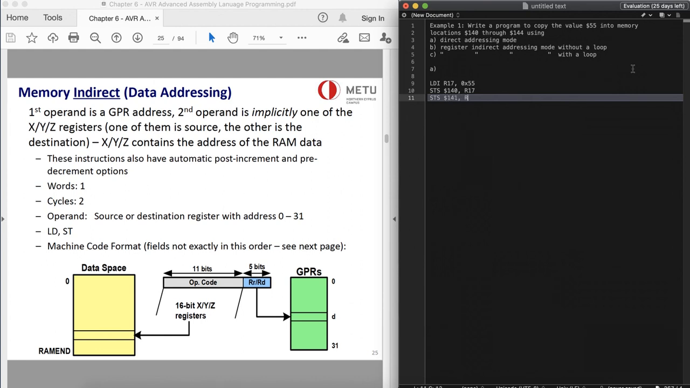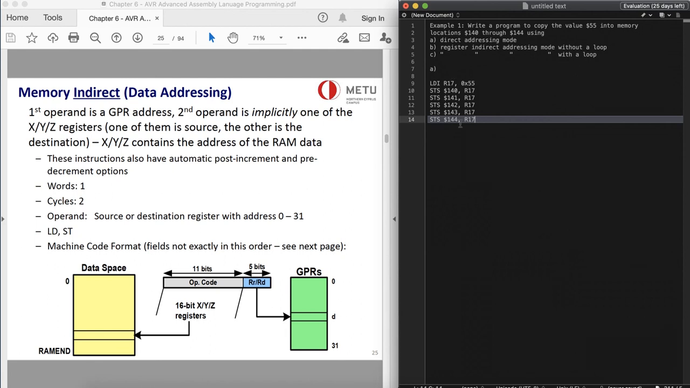Then we copy the value into 141, and then STS 142, R17, STS 143, R17, and STS 144, R17. So this is direct addressing mode, and we just use the STS instruction because we know that the value has to be stored between locations 140 to 144.